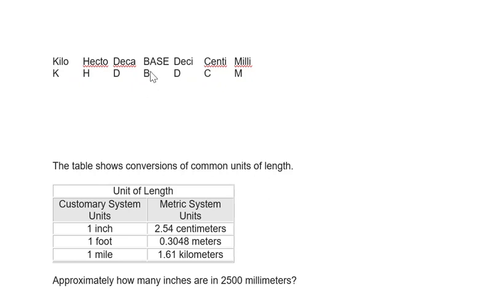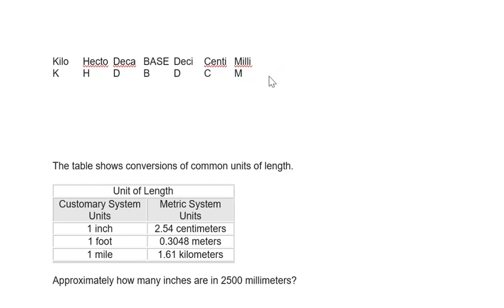Your base unit could be a meter or a liter or a gram, and it all falls in this base 10 number system. So for example, if we have 1 meter, we know that a decameter is 10 times bigger than that, a hectometer is 100 times bigger than that, and a kilometer is 1,000 times bigger than that. Whereas if we have 1 meter and we move to the right, a decimeter is a tenth of that, a centimeter is 100th, and a millimeter is 1,000th.